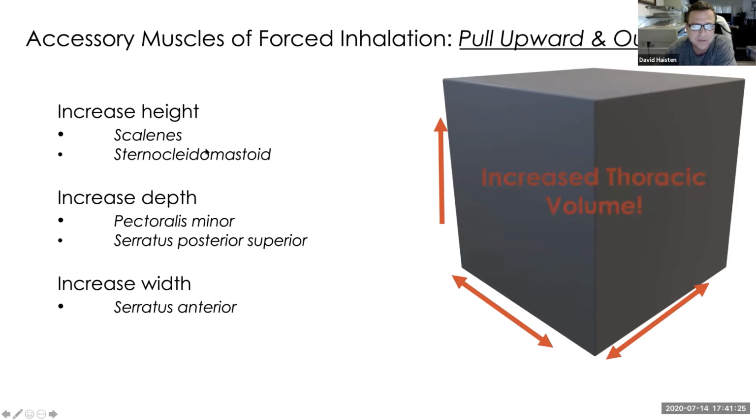The only muscles I'm going with on the list are your scalenes, all three, sternocleidomastoid, pectoralis minor, and serratus anterior. Pec minor, scalenes, and serratus anterior all attach to the ribs and pull on the ribs. Serratus posterior superior is on your back, it's deep. That's going to pull on the ribs as well. Let's have a look at these muscles real quick.